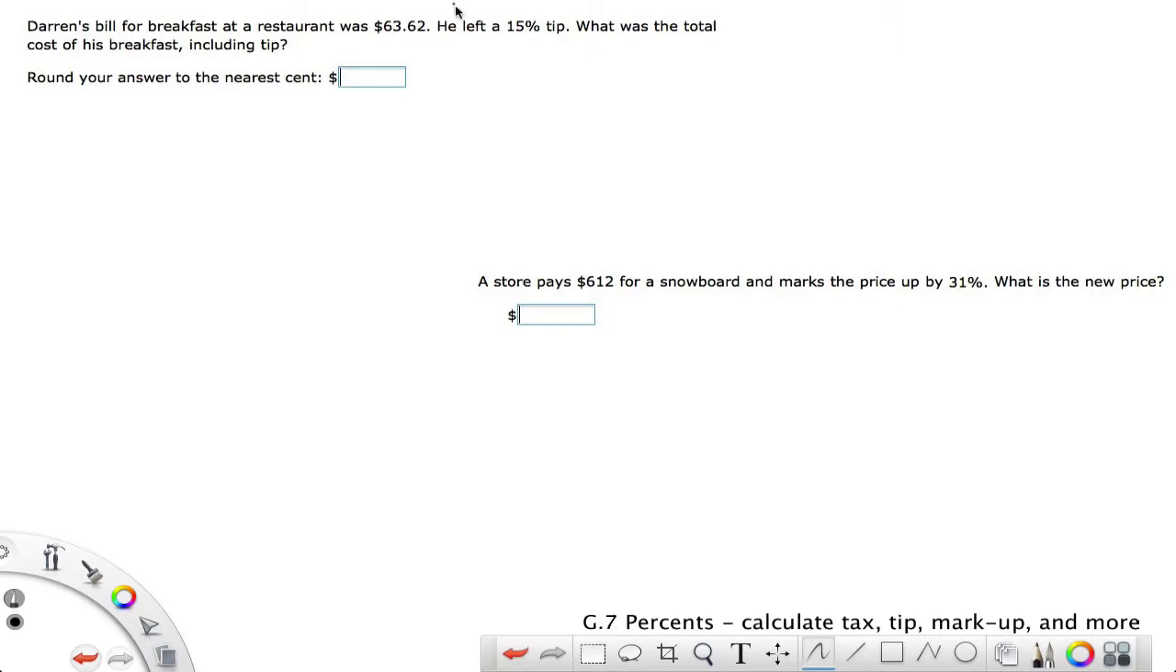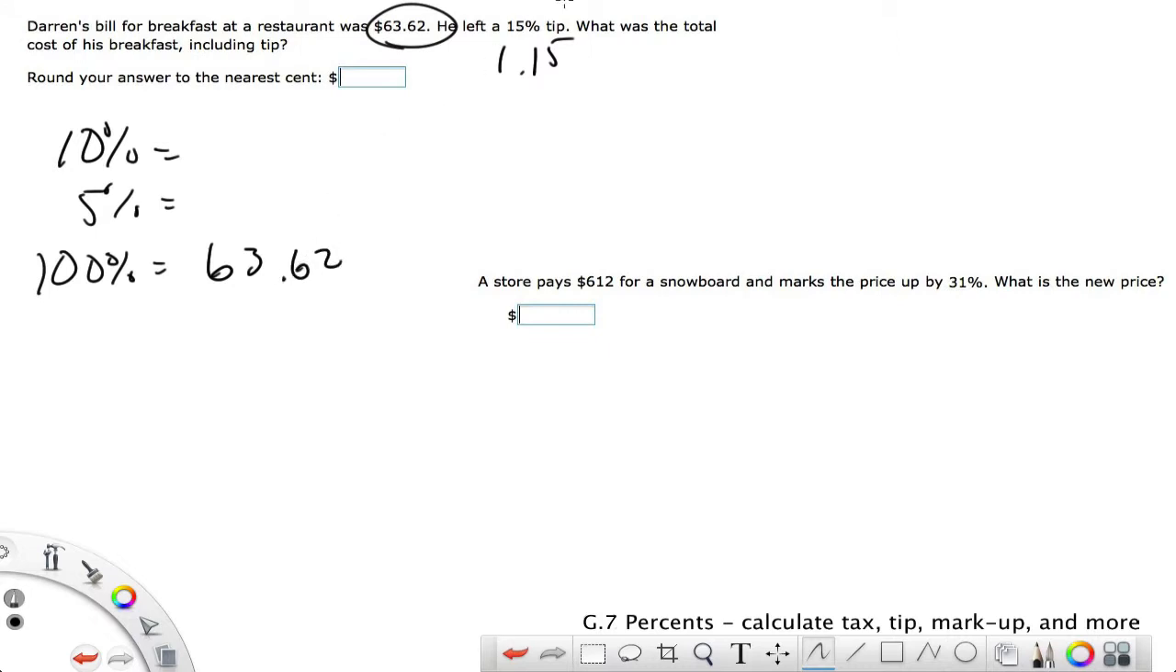So now we have a 15% tip. And what's the total cost of this breakfast, including tip? Now, if we use our earlier technique and make this 1.15 times this, that's a big number to try and multiply. So what we're going to do is we're going to take our 10% and our 5% and our 100%, in this case 63, 62. So 10%, we move this over, that becomes $6.36.02. Now it's to the nearest cent, which is why I'm holding on to this little piece here, because although it rounds down here, it could round up later on.